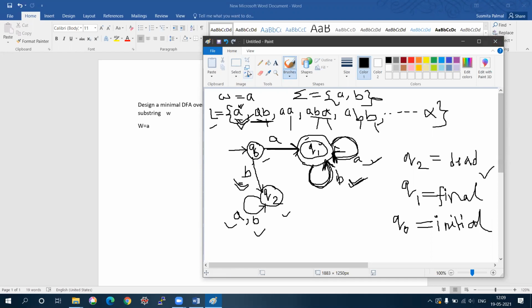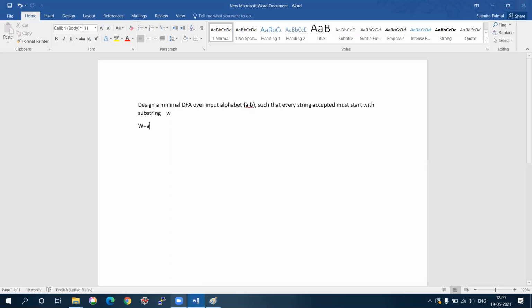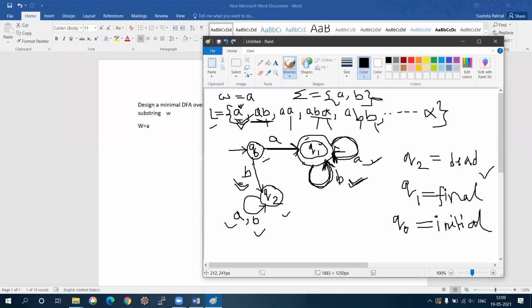So this is all about the first example, designing a minimal DFA over the input alphabet, where the string starts with A. एक चीज यहाँ पे आप देख सकते हो कि स्ट्रिंग का लेंथ क्या है, length of our W is what? A. Only length of A, that is 1.